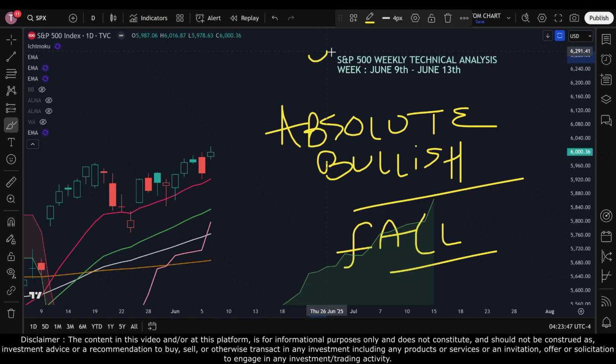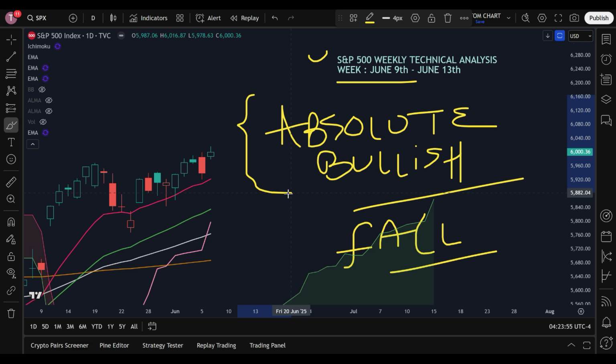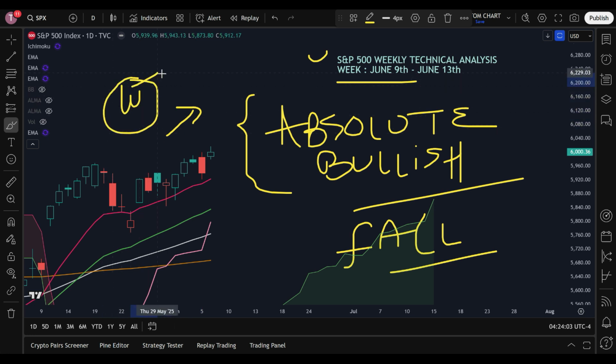Guys, this is S&P 500 weekly technical analysis for the week of June 9th. Now the S&P 500 has entered into the absolute bullish trend on the weekly chart. And this is something that was not expected back in April or even in the month of May.